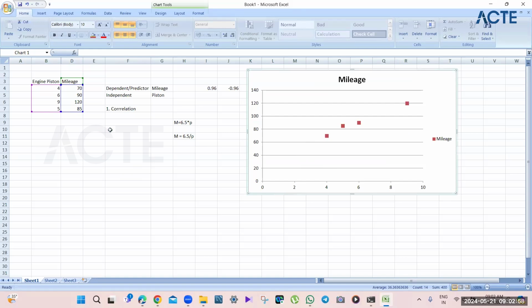Now, what is the equation of a straight line? y is equal to mx plus c. That we know, right? Cian, do you know this? Yeah, yeah, we'll learn this in class. So y is equal to mx plus c.